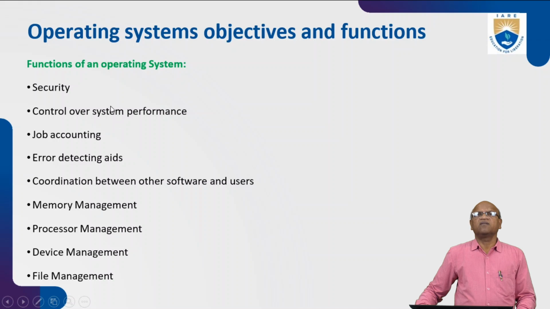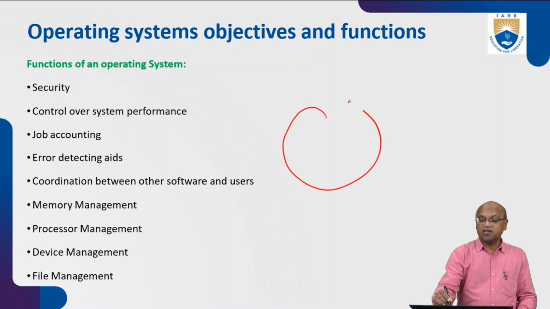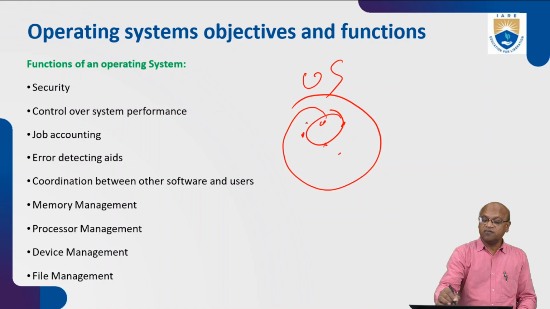If you look at these functions, whatever the user requires, everything is done by your OS only. Here it provides security, control over the system performance, job accounting, error detecting aids, coordination between other softwares and users, memory management. All these things will be done by the OS only. And actually, the OS itself is not doing it. Inside the OS, there are a number of programs. Some programs do some application, some programs do memory management, and some programs do your security.